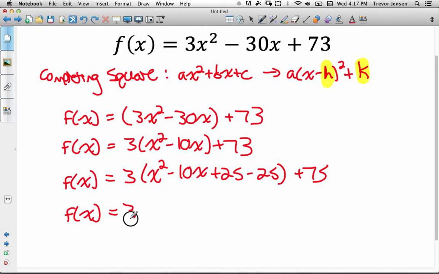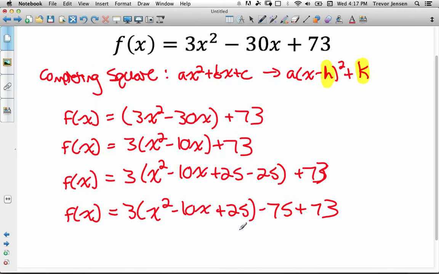So inside the brackets, all I'm left with is x squared minus 10x plus 25. That's my perfect square trinomial. I've multiplied this negative 25 by the 3 to get it out of the bracket, so it becomes a negative 75 outside the brackets. Oh, that 5 kind of looked like a 3 there. So negative 75 plus 73.